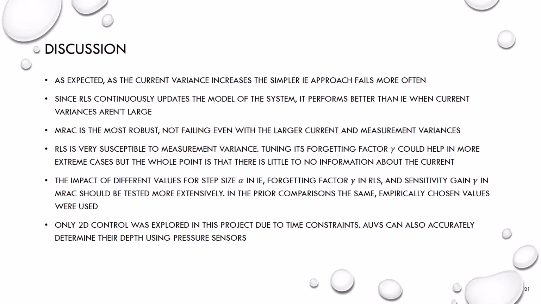That being said, MREC is the most robust by far, not failing once even with the larger current and measurement variances. RLS is also very susceptible to measurement variance, even more so than current variance. Once the values started going up, the success rate of RLS dropped dramatically. Tuning its forgetting factor gamma could help in some of the more extreme cases, but one of the points of this project is that there is no previously known information about the currents, so that would be a little difficult to do in advance. That being said, the impact of the values for the different parameters for the approaches could be studied more extensively, and that is something that could be done in the future.